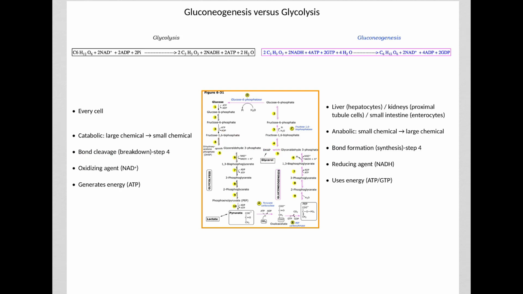In catabolism, we require oxidizing agents. So in case of glycolysis, the oxidizing agent is NAD. In synthesis or in anabolism, we require reducing agents. So in case of gluconeogenesis, the reducing agent is NADH. So basically here we are taking hydrogens away from the carbon in catabolism. In synthesis, we are adding hydrogens to the carbon.